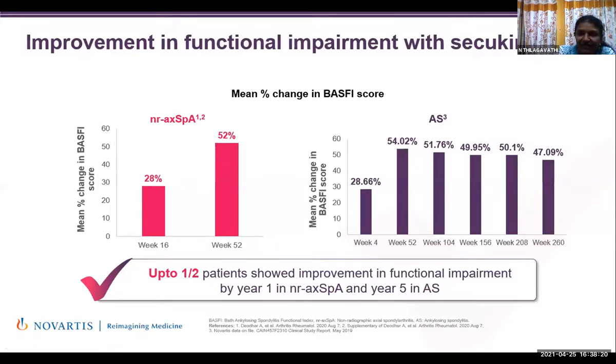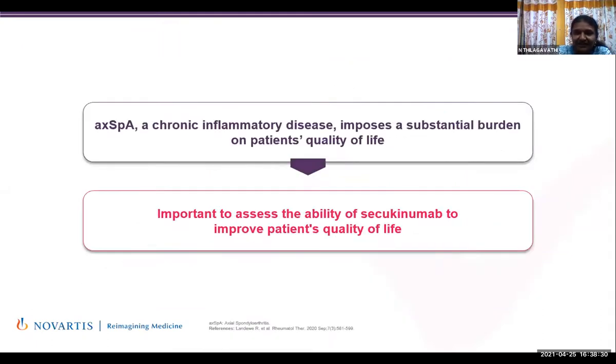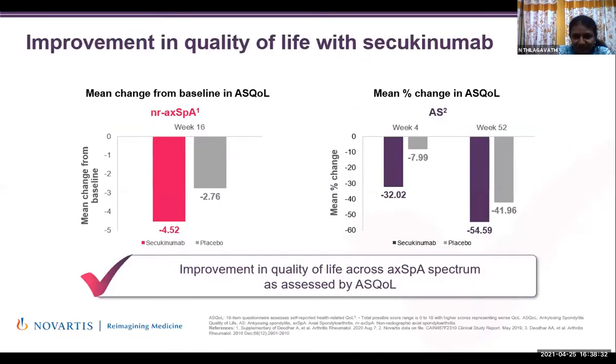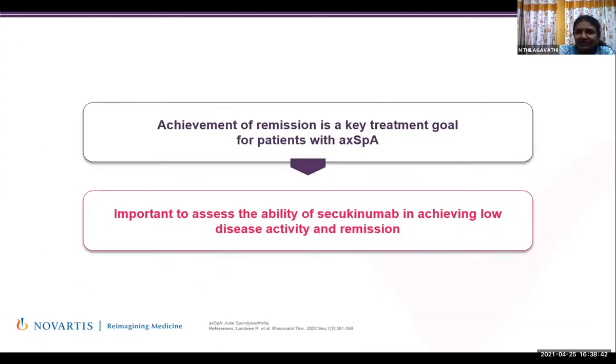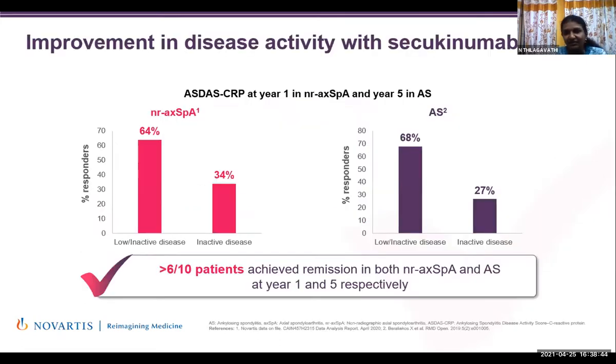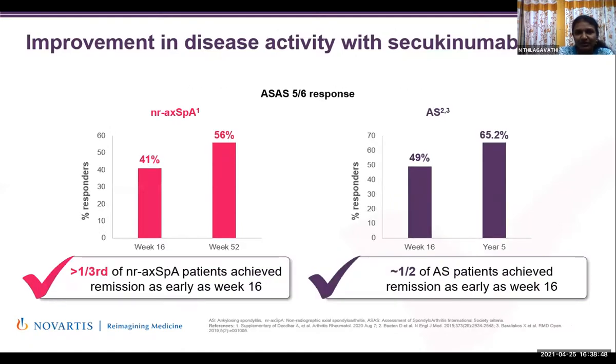Almost 50% of the patients show functional improvement by the end of year one in non-radiographic and year five in ankylosing spondylitis. And quality of life also improves, both with non-radiographic and ankylosing spondylitis, with secukinumab. And very important, more than 60% of patients show remission in both the groups.